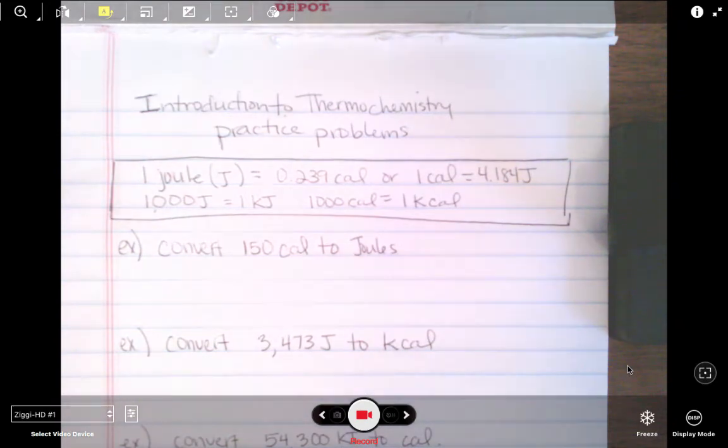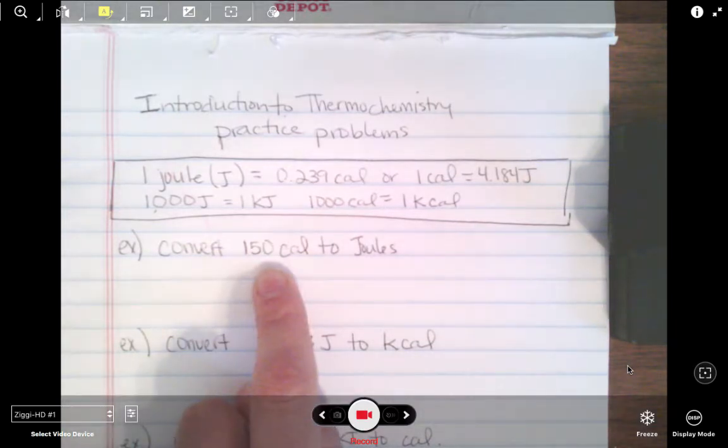In this short video, I'm going to be using the units from the last video, joules, calories, and kcals, or kilocalories, to show you how to convert between the units, which is going to be really important. I'm going to show you a couple of examples, and then I will ask that you do some examples on your own and bring them to class with you so I can see your work. Starting with the first example.